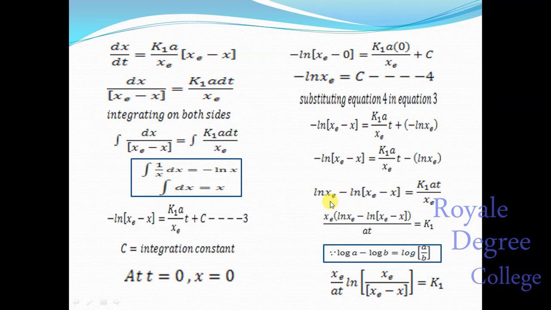Now in the next step, this x we are bringing to the other side, and at we are bringing to the left hand side. So xe will go to the numerator. xe by at into (ln xe minus ln (xe minus x)) is equal to what? K1. Since log a minus log b is equal to log a by b, we are writing it like this: xe by at log (xe by (xe minus x)) is equal to K1.